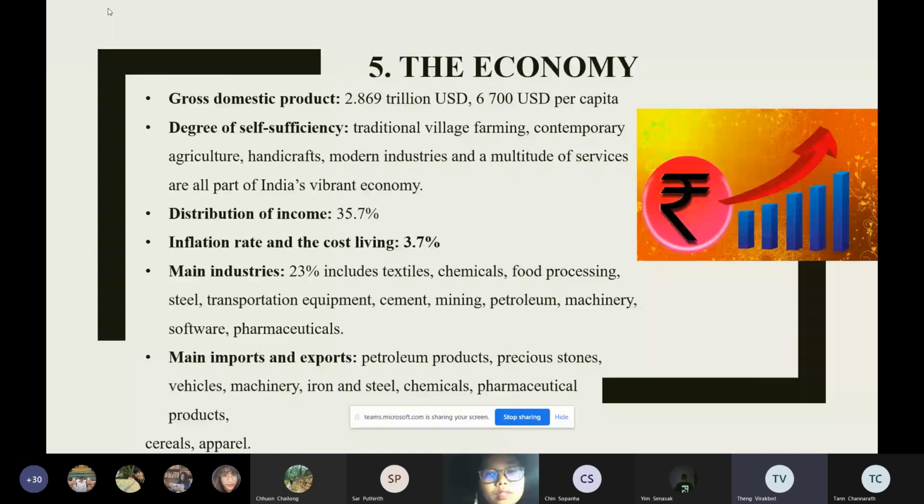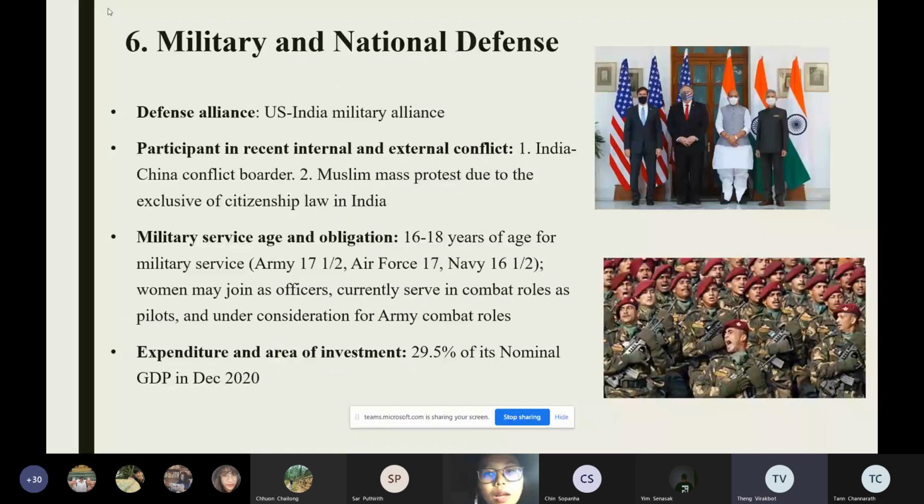Next, we are going to talk about military and national defense. Our defense alliance is the US. The US-India military alliance is more active and helps us in the border conflict with China. We are also involved in an external conflict, the India-China border conflict, which has lasted for so long until now. India also has to protect Muslims due to the exclusionary citizenship law in India. Talking about military service in India, youth between 16 and 18 have to serve in the military.